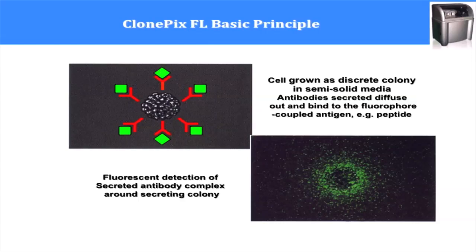So we have this colony of cells growing very nicely as a little round ball in the semi-solid media. And then the protein or antibodies will be secreted out and get captured in the semi-solid media by the fluorescent labeled detection reagent and form a fluorescent precipitate around the colony. And that's what you're going to see, the halo under the imaging system. And this will be the imaging plane where the image is taken.